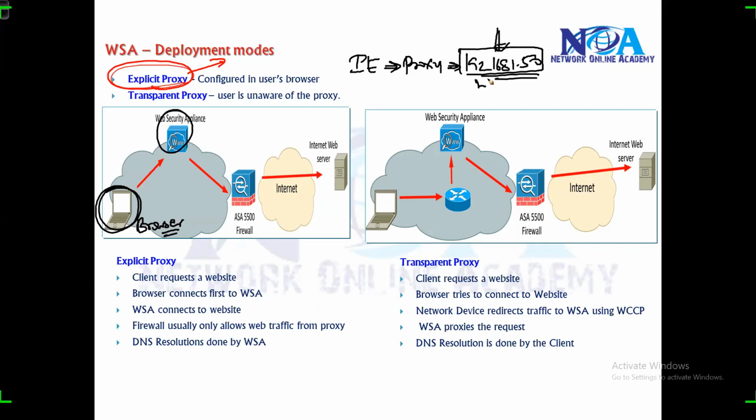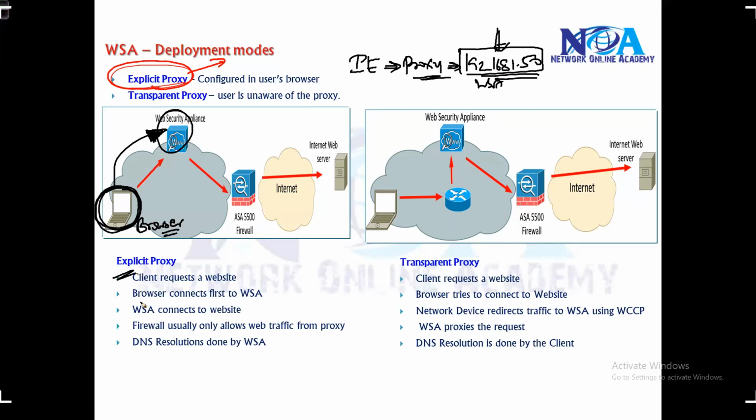This is my WSA IP. Which means your web browser is configured to redirect the traffic automatically to the WSA without reaching the gateway. Normally the web traffic doesn't go to the gateway. In explicit mode, it will be sent directly to the WSA based on the proxy settings inside your browser.